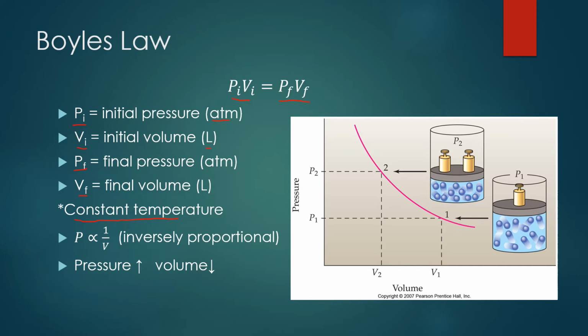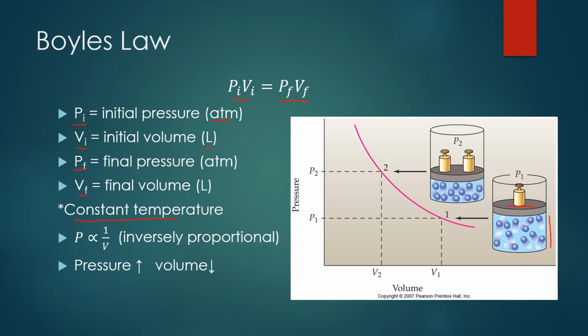In the bottom picture, my pressure is low, right? I just have one weight on that gas. So low pressure means pressure is down. Let's look at the volume. The volume of the gas is going up. So low pressure, high volume. They're going in opposite directions.